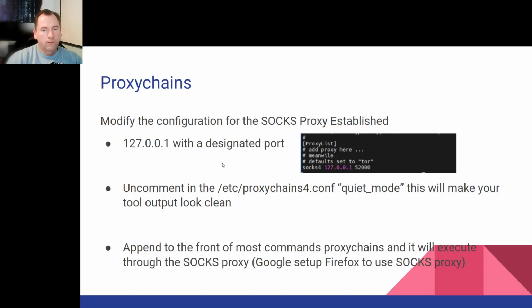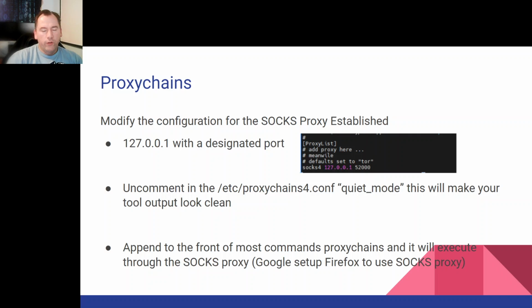So just a quick thing with proxy chains to review it a little bit more. You want to modify the configuration for the SOCKS proxy that is established. To modify that, you want to go into the etc proxychains4.conf file and add at the bottom of the file SOCKS4, localhost, and the port that you are proxying. Using the VPN, we chose to use 52,000. Inside the network, you'll probably have something similar mapped to your local host on Kali.